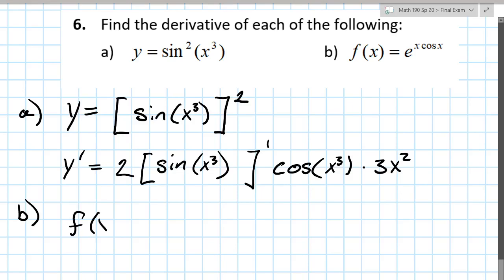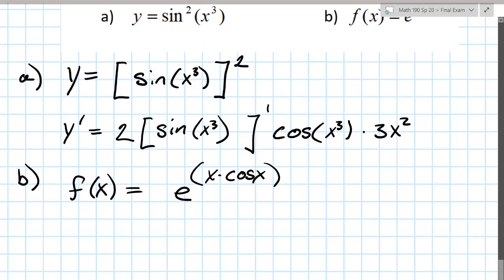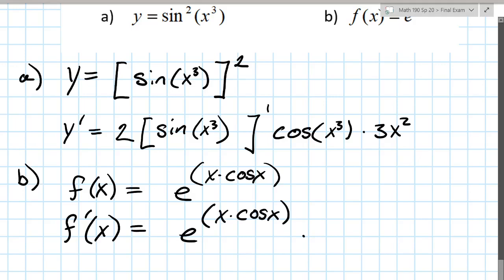So we know how to take the derivative of e to the x. The derivative of e to the x is e to the x. But when we've got the chain rule, we're taking the derivative of e to the some function. So the derivative of e to the some function is e to the some function times the inside derivative. So the inside derivative is a product, so the inside derivative is a product rule.